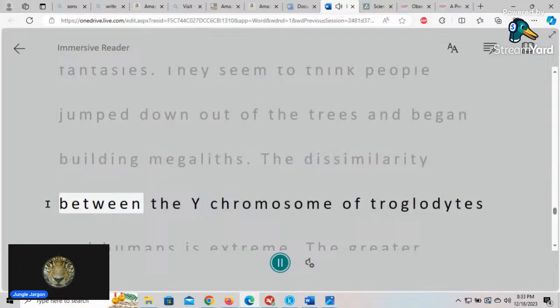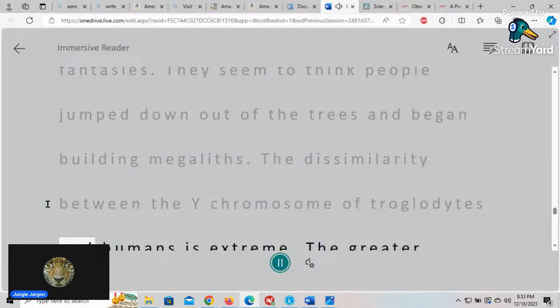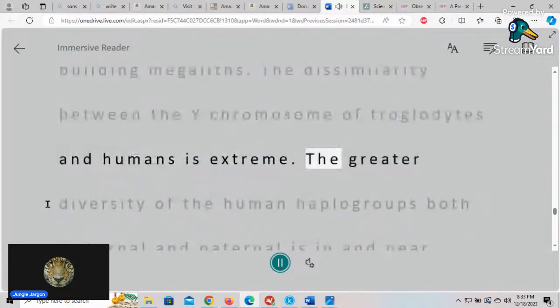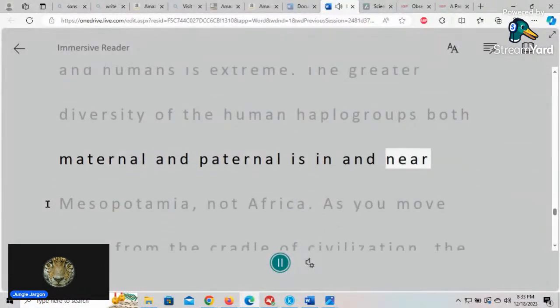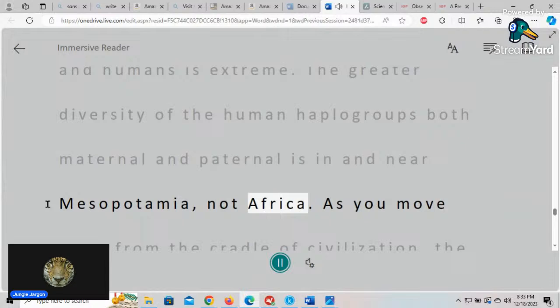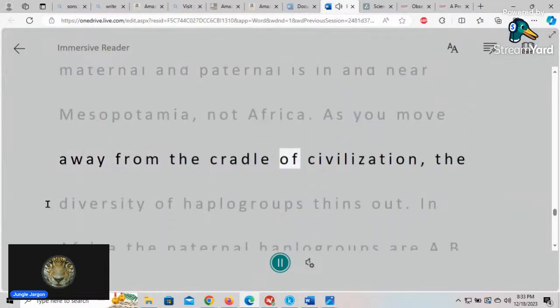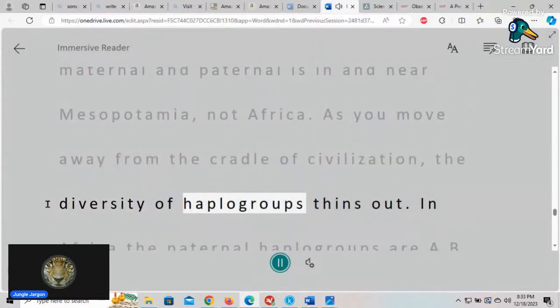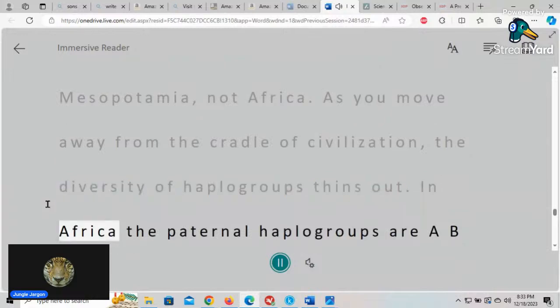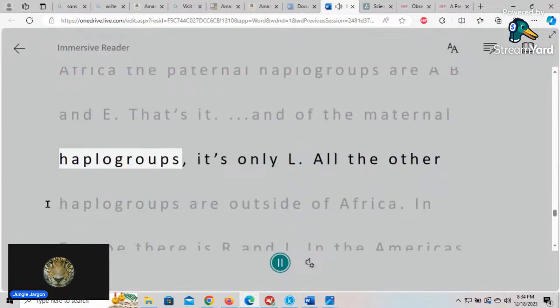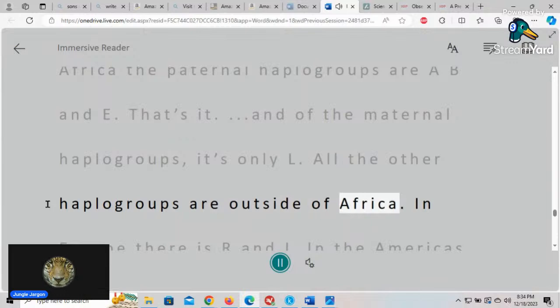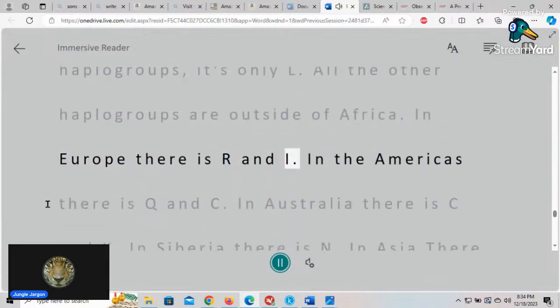The dissimilarity between the Y chromosome of troglodytes and humans is extreme. The greater diversity of the human haplogroups, both maternal and paternal, is in and near Mesopotamia, not Africa. As you move away from the cradle of civilization, the diversity of haplogroups thins out. In Africa, the paternal haplogroups are A, B, and E. That's it. And of the maternal haplogroups, it's only L. All the other haplogroups are outside of Africa. In Europe there is R and I.